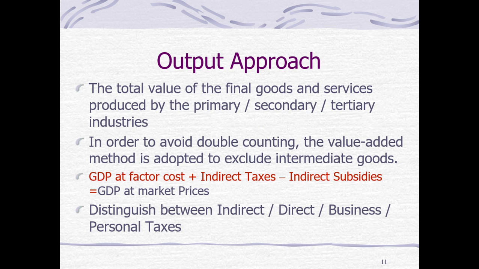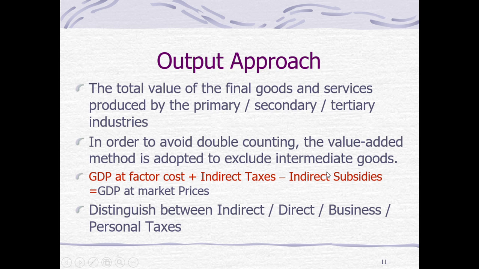Let's look at the output approach. The output approach looks at the total value of final goods and services produced. Output means what has been produced. So no matter what, and please note that it is not only goods that are being produced, services as well. So those that are produced by the primary sector, secondary sector, tertiary sector, they all are aggregated and their value is taken as national income. So in order to avoid double counting, the value added method is adopted to exclude intermediate goods.